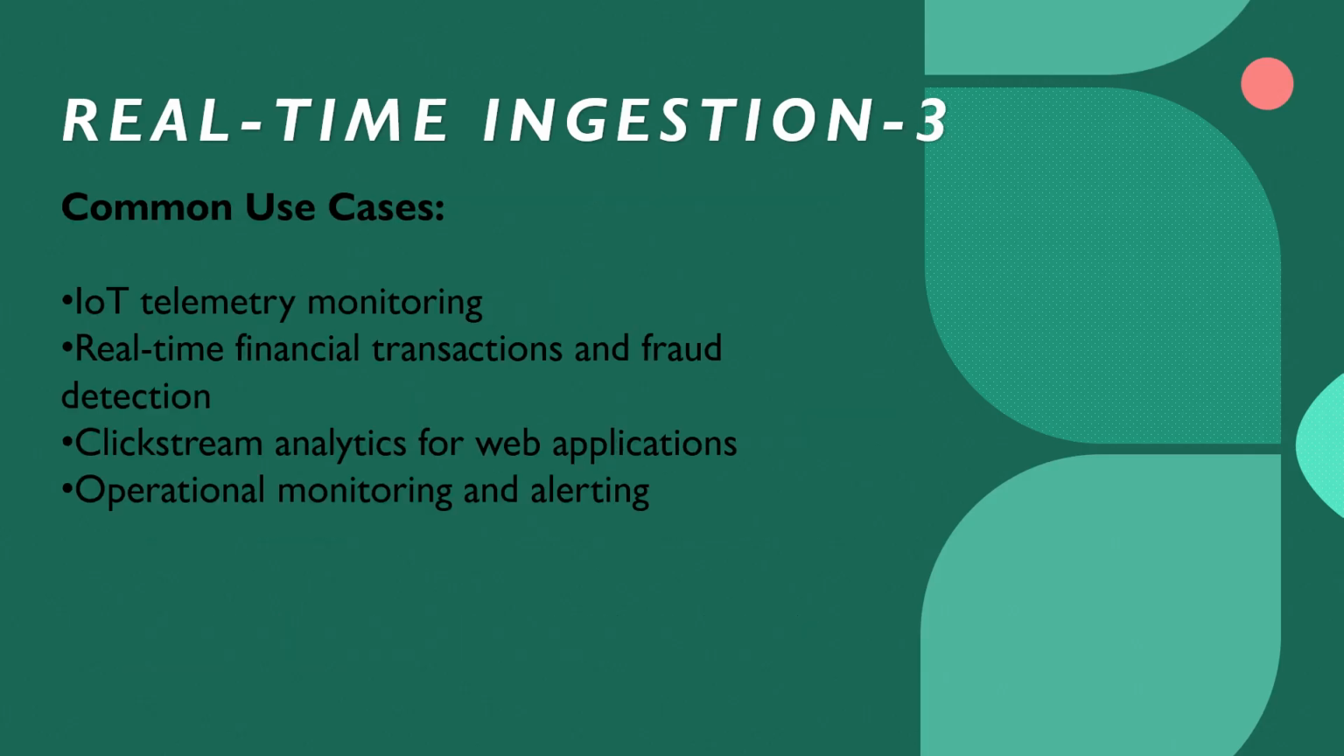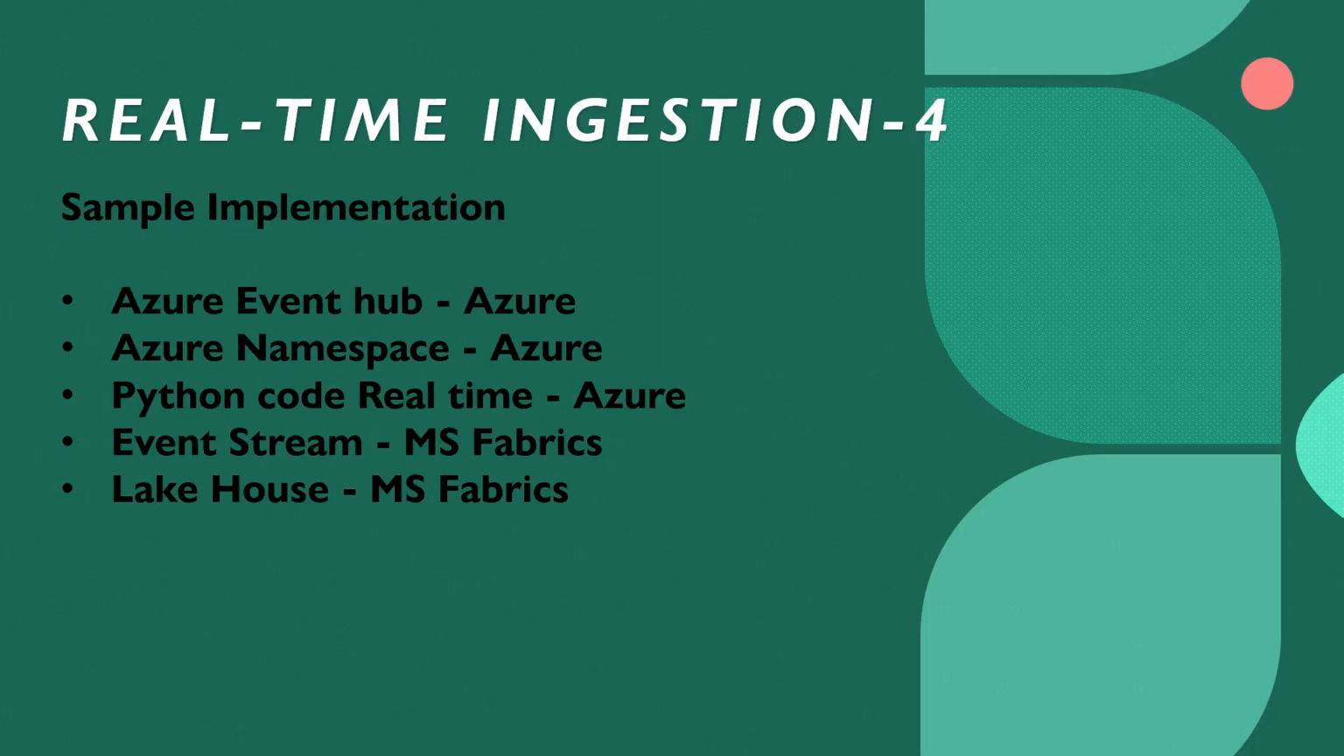So let's move to the next one. These are some of the use cases that we have already discussed, but it is used in IoT telemetry monitoring, real-time financial transactions, fraud detections, clickstream analytics for web applications. Then we have operational monitoring and alerting. These are some of the areas where real-time ingestion could be used.